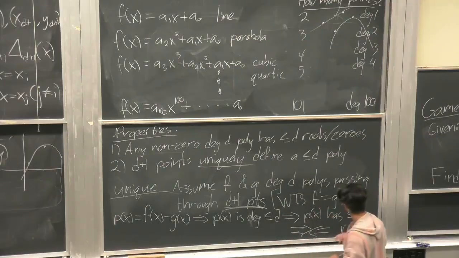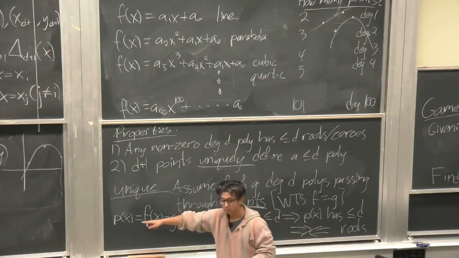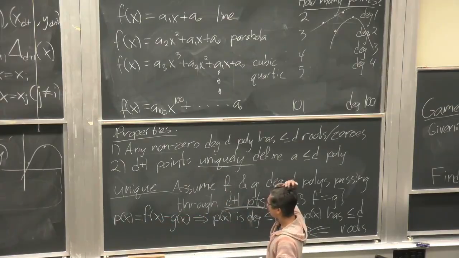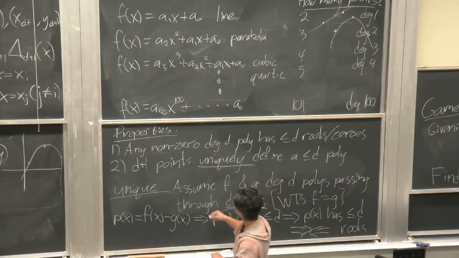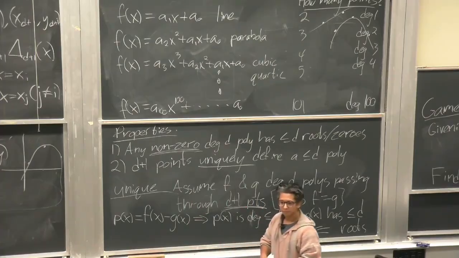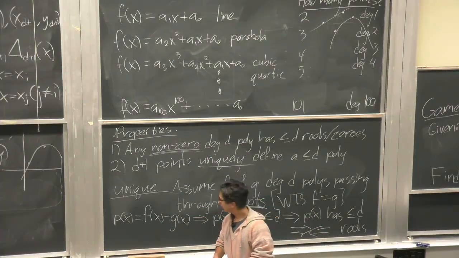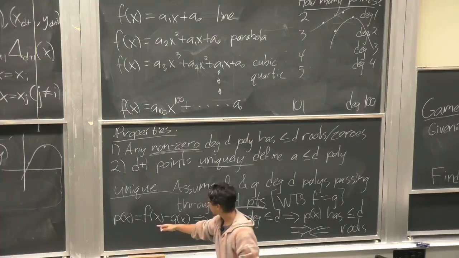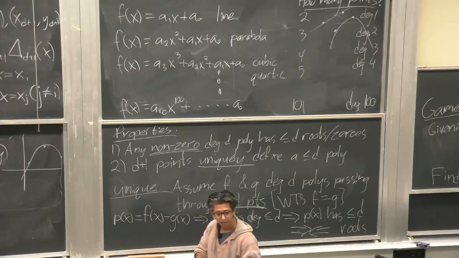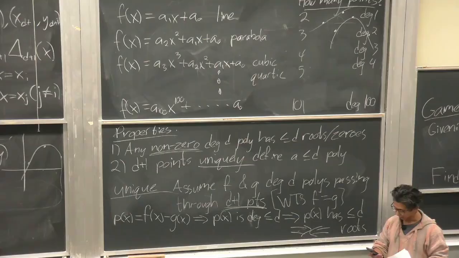It can't have less than or equal to D roots because they agree on D plus 1 points, so P of x better equal 0 on all D plus 1 points. And the only way that could happen is if that property gets violated. That is, P of x must be the 0 polynomial. So if P of x is the 0 polynomial, then F of x minus G of x must be the same. That was fast and a bit hand-wavy.